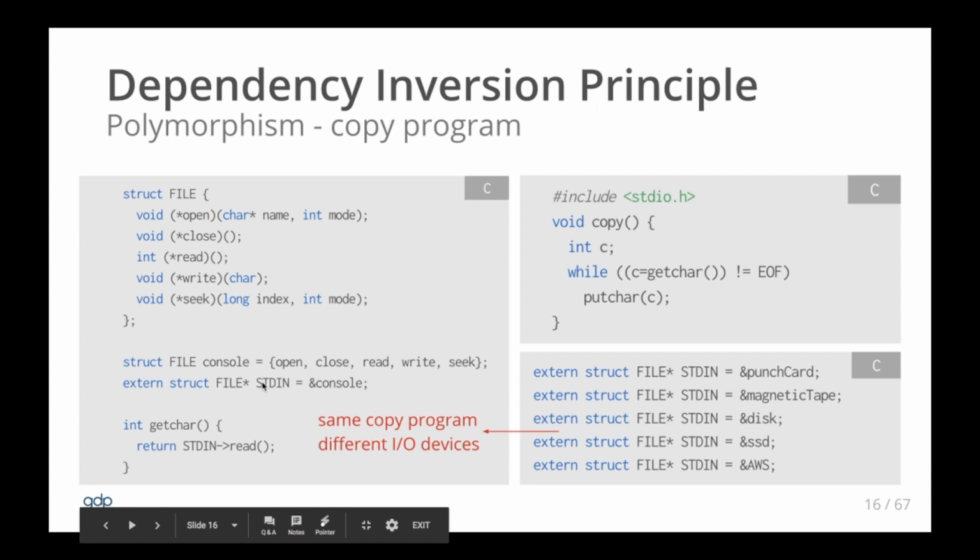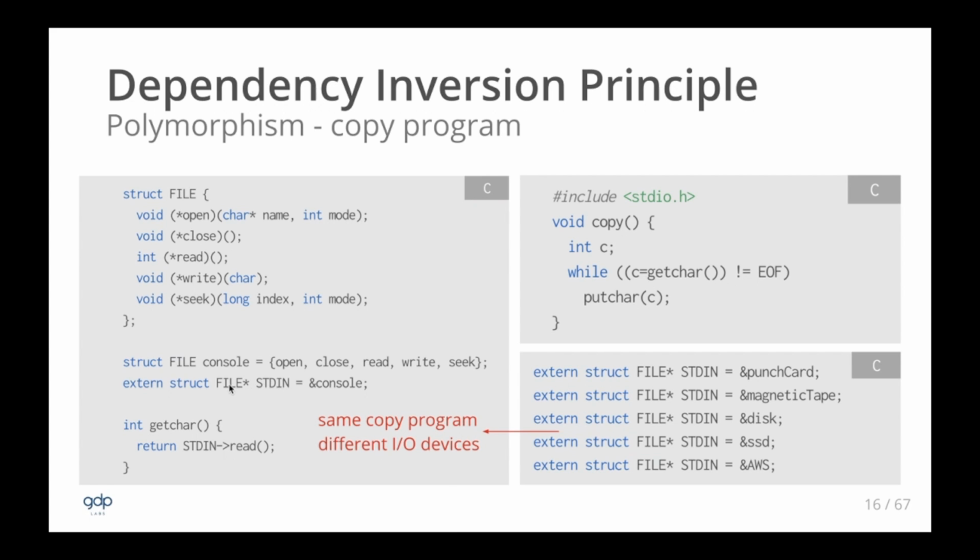And what is the standard input? It's a pointer variable pointing to a file struct, and it was given the address of console. What is console? It is an implementation of file struct, and it has these 5 functions: open, close, read, write, and seek. And if you see this file struct here, they have these 5 pointers to functions.